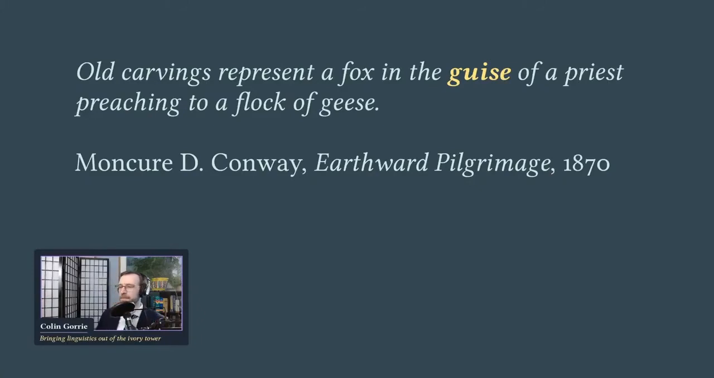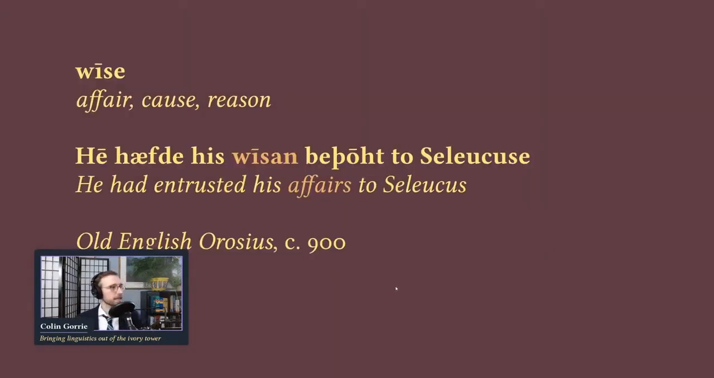The relationship of wise to the other wit words is a bit oblique. The full set of the Old English meanings of the word wise included not just the manner or way, but also an affair, cause, or reason. So let's take a look at this sentence here. He havde his wisan bethocht to seleukuse. He had entrusted his affairs. So what we can see is that this is a very general word, a lot of latitude in its meaning in Old English. The connection might come from the fact that a wise, a manner or a way, is something that you have to know about in order to proceed with it, but that may be a little speculative.